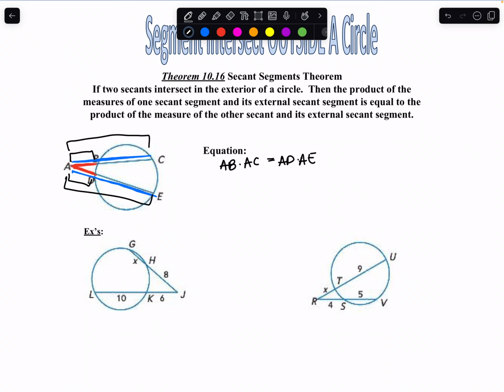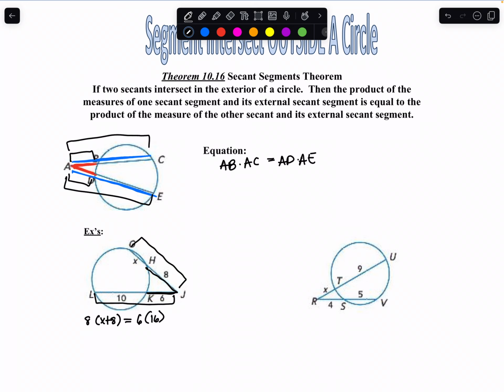I have the length on the outside, which is 8. I have 8 times the full length. The full length from here to here is x plus 8. We're going to add the two lengths together. That will equal the length on the outside, which is 6, times the full length, which is 10 plus 6, and we get 16.